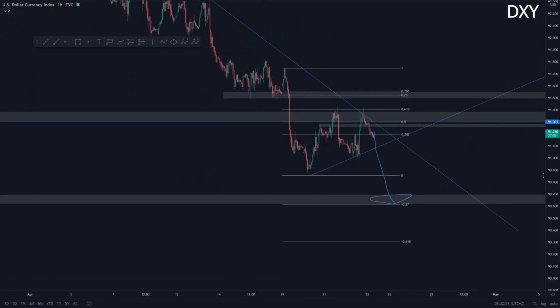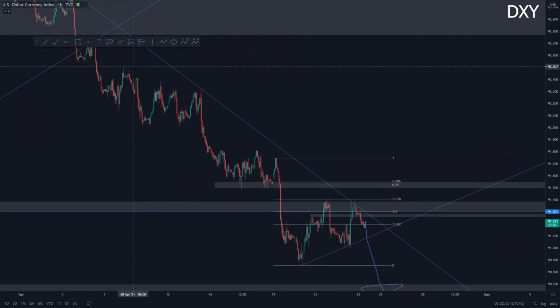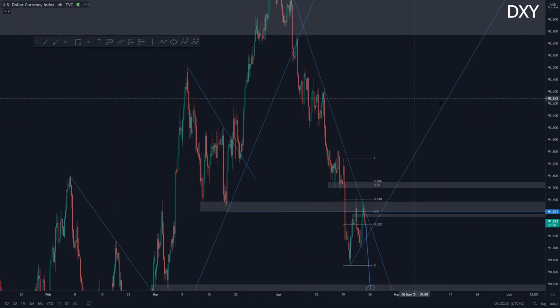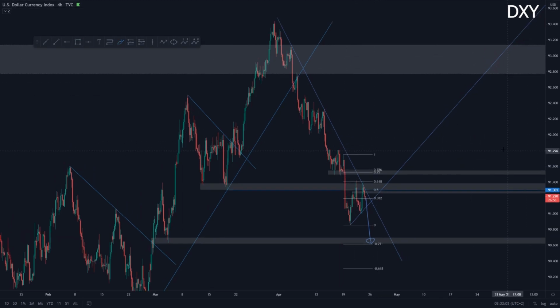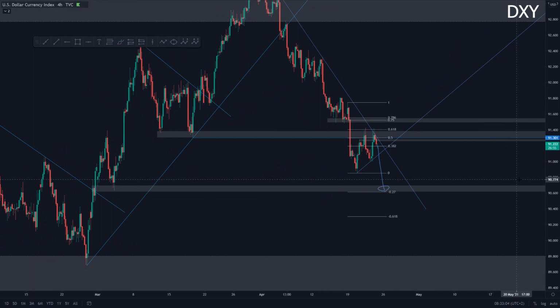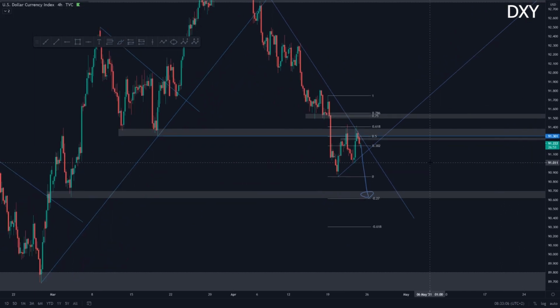So no longs for the DXY at the moment, only if we were to come all the way back above this 4-hour swing point over here. So currently not going to be watching any longs due to the fact that it's not going to happen today. So yeah, just looking for some DXY shorts, and that is it. So let's head over to Aussie CAD.